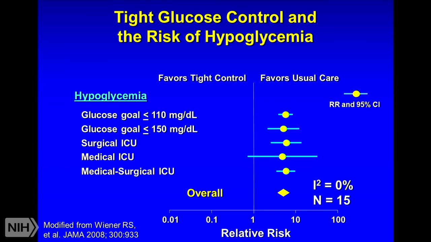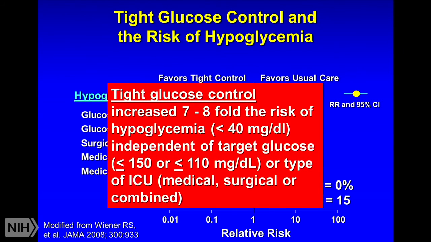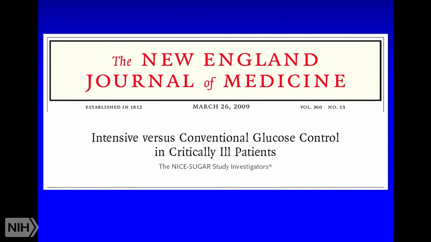So in Australia, they decided to do a very large study to compare tight glucose control, in 6,000 patients in ICUs. It was a single study done in Australia, New Zealand, and Canada. This study found that tight glucose control increased the risk of hypoglycemia 7 to 8-fold, independent of the target glucose or type of ICU, medical or surgical. This paper, almost 10 years later, was published in the New England Journal. They enrolled 6,000 patients and tested this tight glucose control.